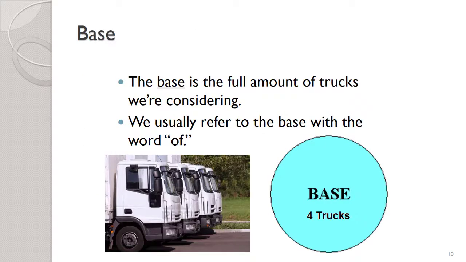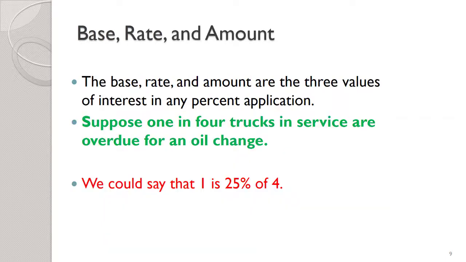First of all, the base. The base is the full amount of whatever thing that you're talking about or measuring. In this case, that's all 4 trucks in the fleet. The base is always the whole thing, or 100%. And the base almost always shows up next to the word of. We said that 1 is 25% of 4, and right there, of is showing next to the number 4.